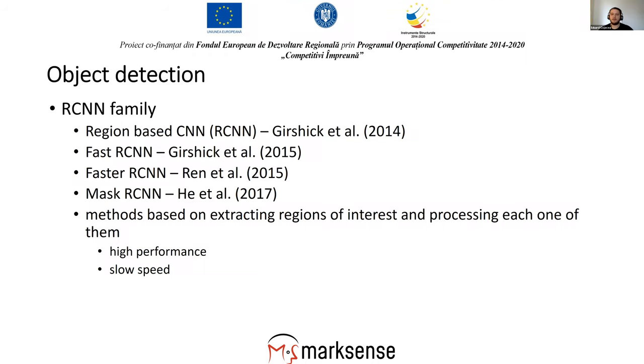Regarding the computer vision part, we have two distinct problems which we used in our research. Object detection, for which there are multiple approaches, but two of the most popular are the ones based on regions, the region-based convolutional neural networks, the RCNN family. Each of them represents a successive improvement of the last one, which yields better results, better performance, better speed. And generally, these methods are very high performance, but they are slower due to the fact that they extract regions where objects might be. So there are lots of regions which are fed to a classifier, which will not contain relevant information.